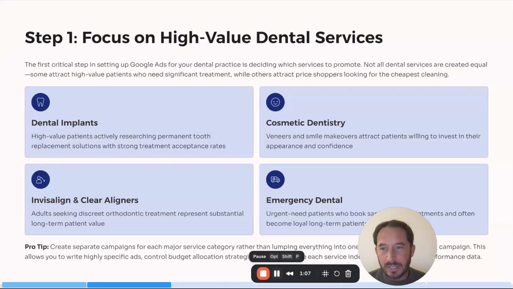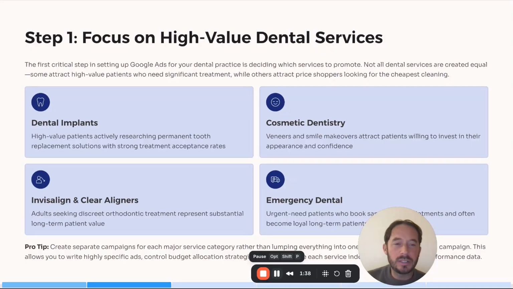So under dental implants, you have high value patients that are actively searching for permanent tooth replacement solutions with strong treatment acceptance rates. Under cosmetic dentistry, you'll see people searching for veneers and smile makeovers that attract patients willing to invest in their appearance and confidence, particularly as we move into the new year. Third option here would be to look at areas such as Invisalign and clear aligners. So adults seeking discrete orthodontic treatments represent substantial long-term patient value.